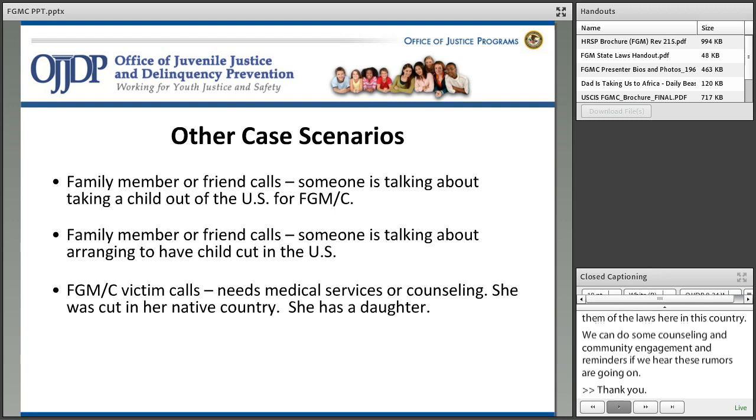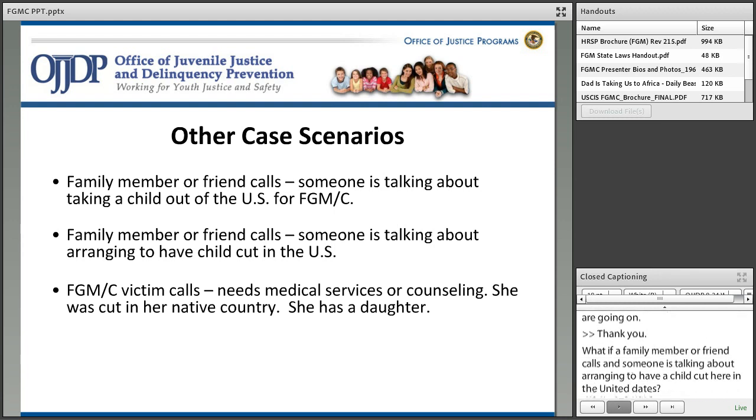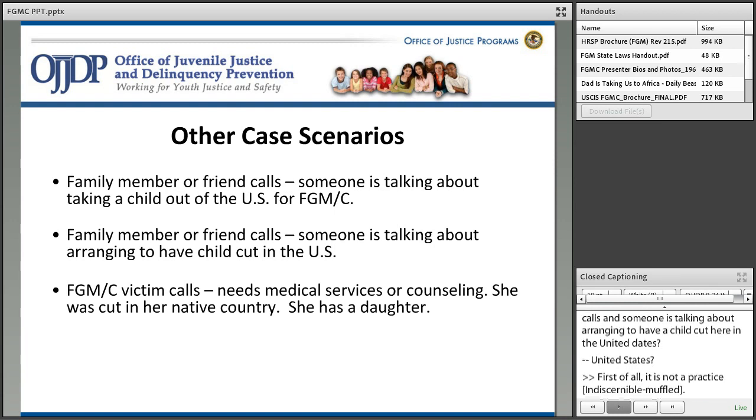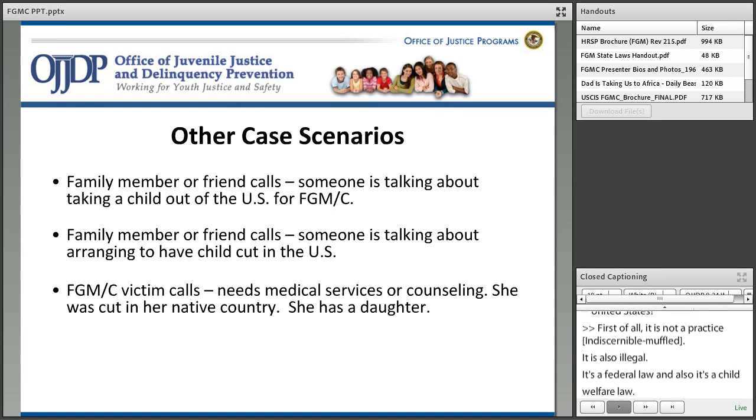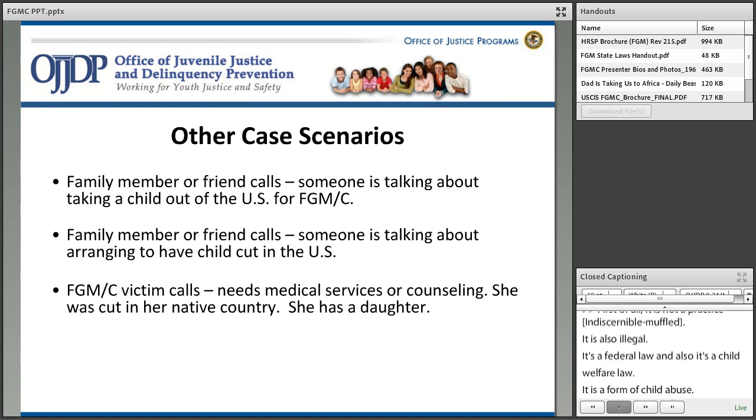Well, first of all, it's not a practice that is the norm in the U.S. It's also illegal, not only under federal law, but also the child welfare laws in any of the states. As Kathleen said earlier, it's a form of child abuse. So I think the first question to ask is, who is the family member, and who is that friend? How do they know this information? But also to find out where it is going to occur, is it in a house, in whose place, and try to follow the thread of that information.